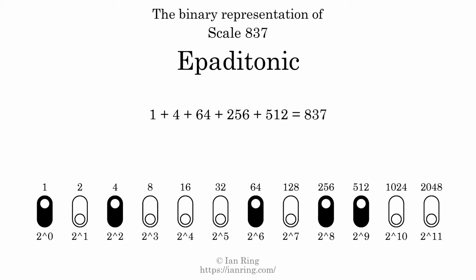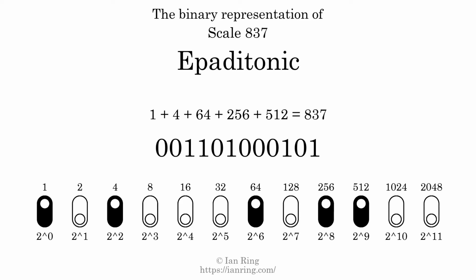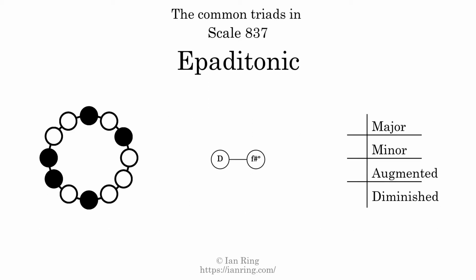The scale number not only enumerates the scale with a unique index, but it also literally describes the tonal content of the scale. Represented as a binary number in base 2, the scale number is 001101000101. Here are the common triads present in this scale.